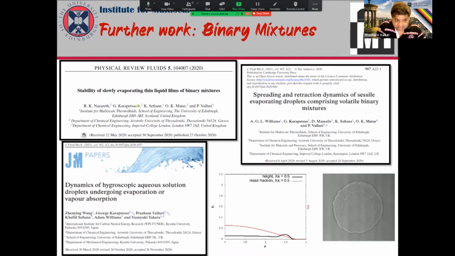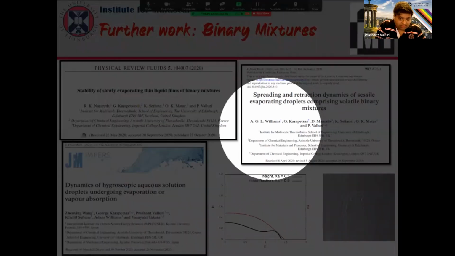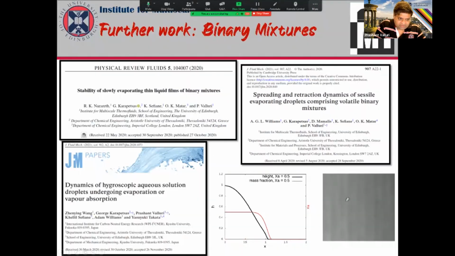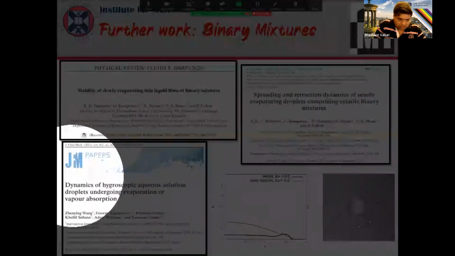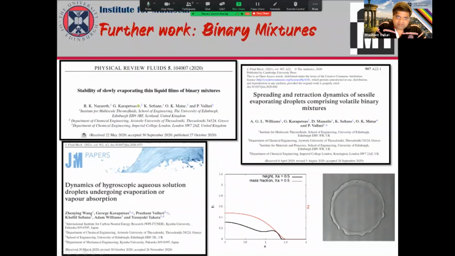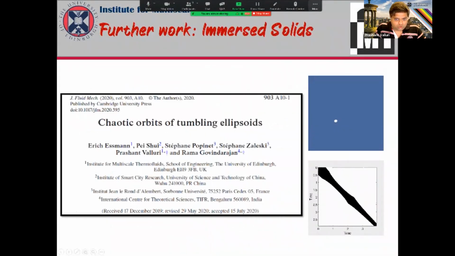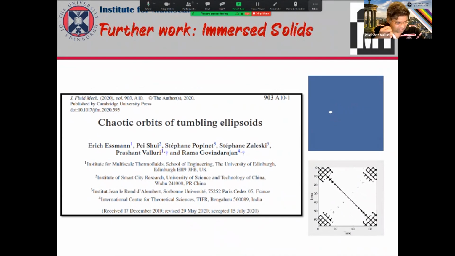We have also done some work when you have salt deposited in the system, okay? When you have salt deposited, so you've got hygroscopic aqueous solutions, we've done that. We have also done some other things. So normally when we look at phase change systems, some people use PIV to look at how these particles are moving. My worry is that the PIV particles should not interfere with the flow, and that's what we wanted to look at.